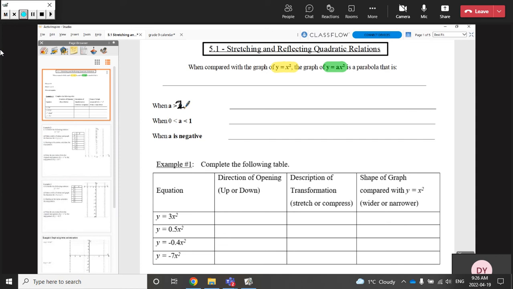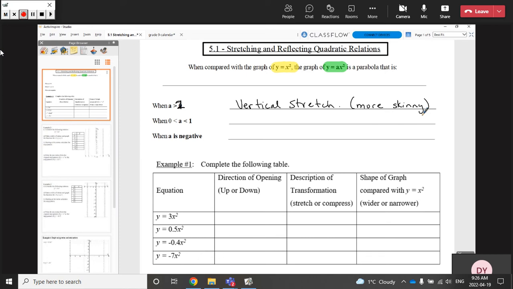Well, I think what happened was we had something called a vertical stretch. The parabola became a little bit more narrow, or more skinny, I guess. It got stretched out a little bit.